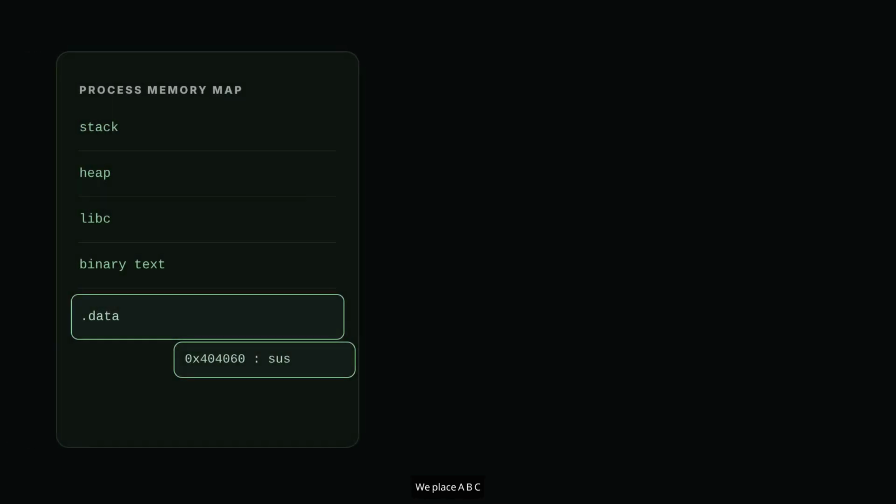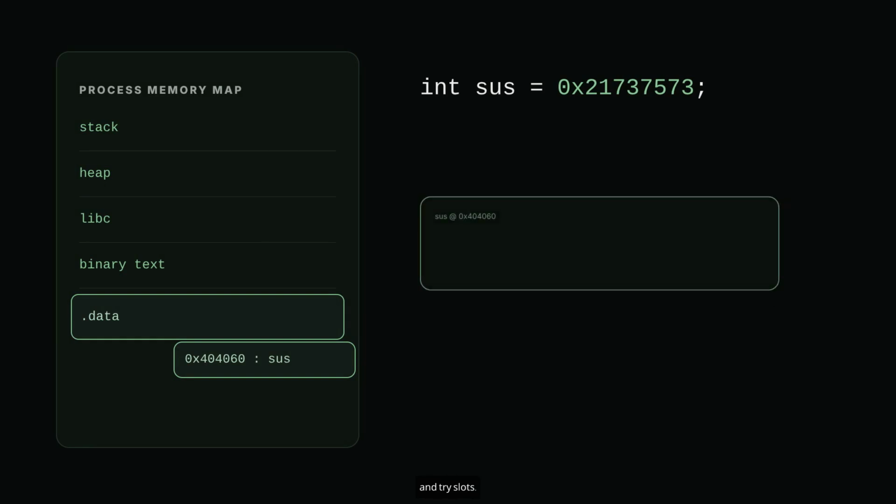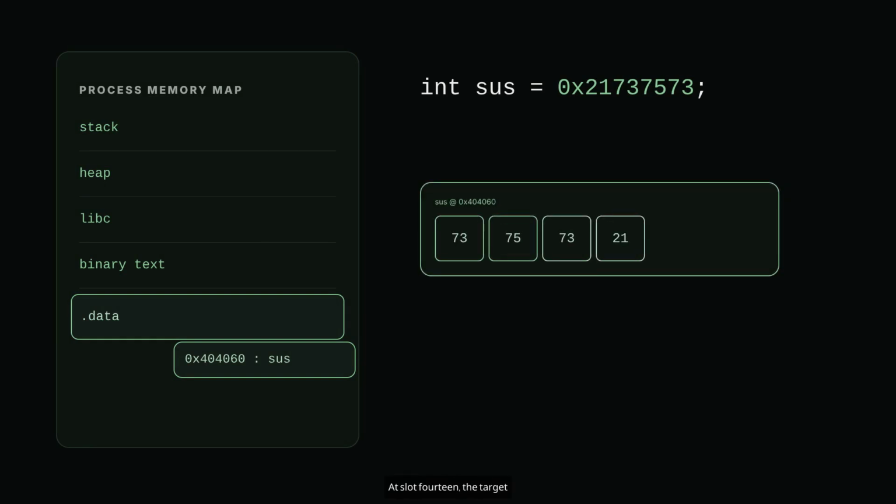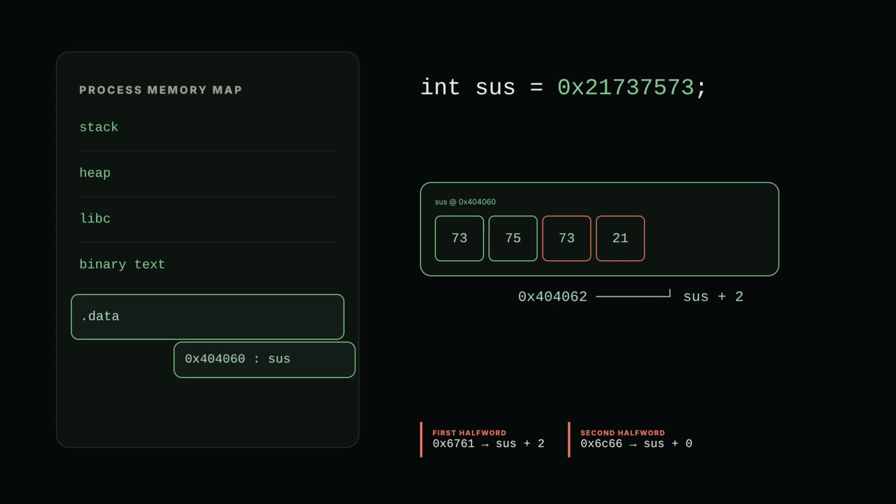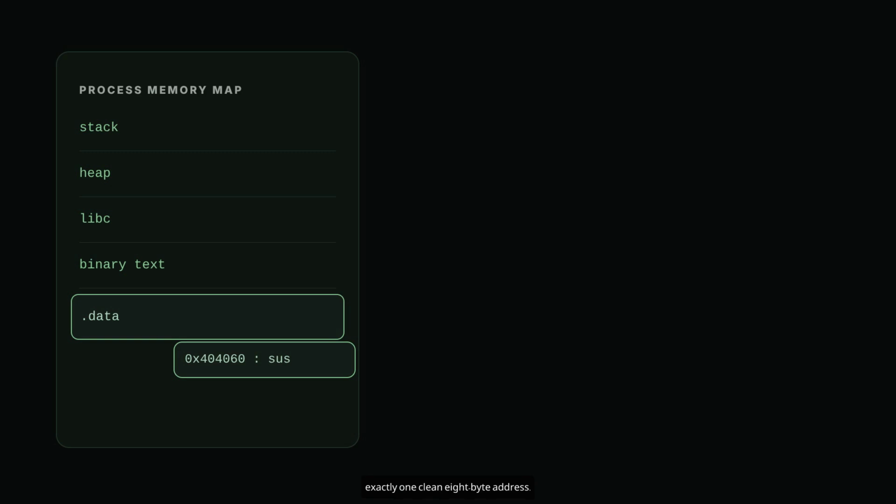For control, we find where our input lands in that shelf. We place A, B, C, D, E, F, G, H, and try slots. At slot 14, the target returns 0x4847464544434241. Flip that little endian number into memory order and it spells A through H. So in this local run, argument 14 is the first controlled 8-byte block. Alignment padding is not the exploit. It makes the recipe exactly 8-byte aligned.